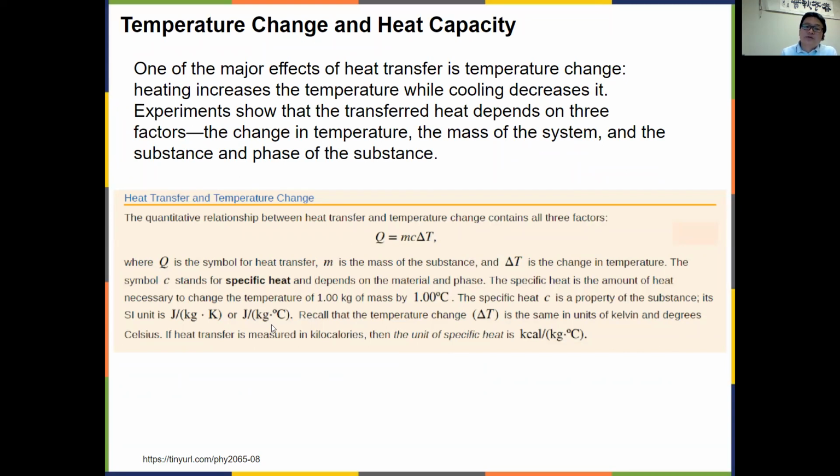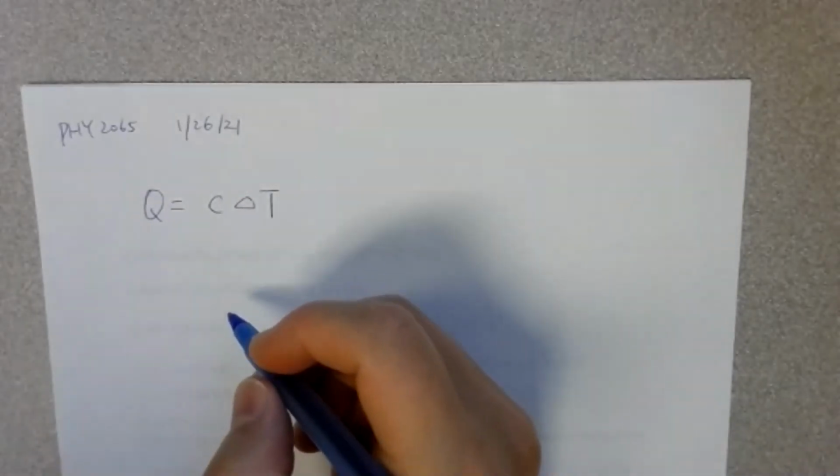Sometimes you may see Q equals capital C times delta T. In that case, the capital C means just the heat capacity. Let me just write it down on my paper here. So Q equals C times delta T. Let me stop sharing for just a few seconds, and then I will reshare the screen.